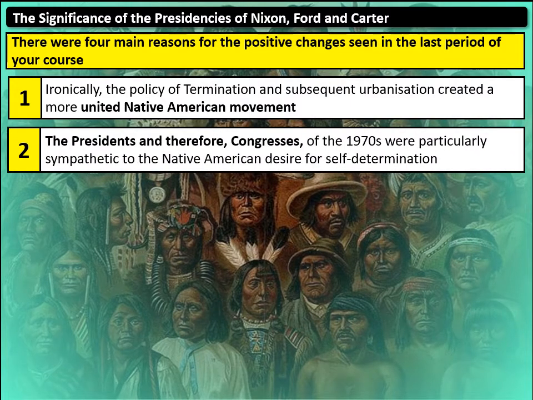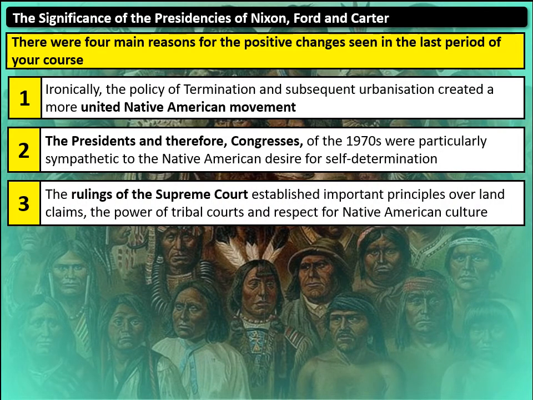Secondly, presidents and therefore Congresses of the 1970s were particularly sympathetic to Native Americans' desire for self-determination. Thirdly, the rulings of the Supreme Court at this time also established some important principles for Native American rights, giving them claims over land, reasserting the power of tribal courts, and generally encouraging a respect for Native American culture.